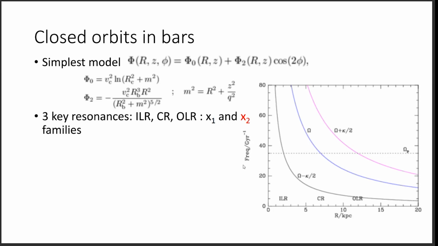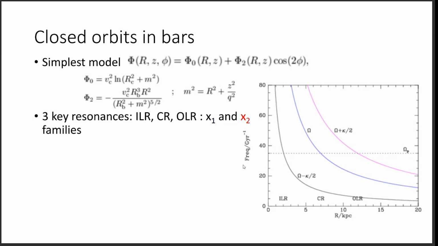It's not very interesting what I'm taking. I'm just doing that. And the thing is that m squared is going to be an ellipsoidal coordinate where q is bigger than 1, and so this is going to be constant on oblate ellipses. So there are going to be 3 really important resonances.